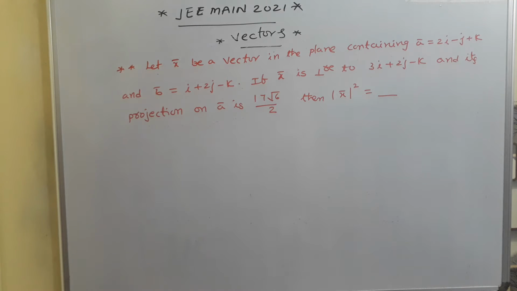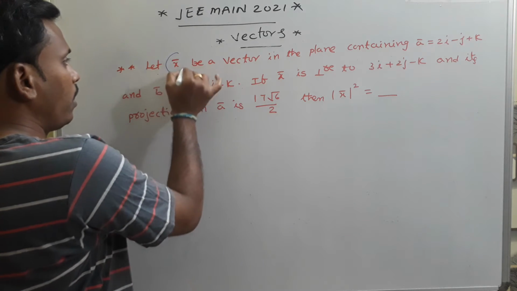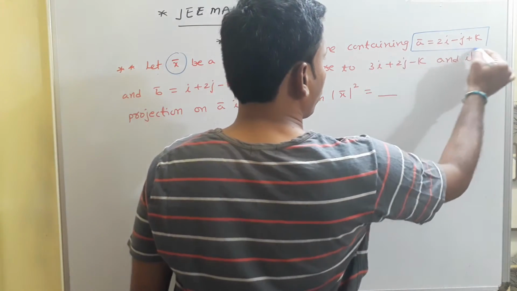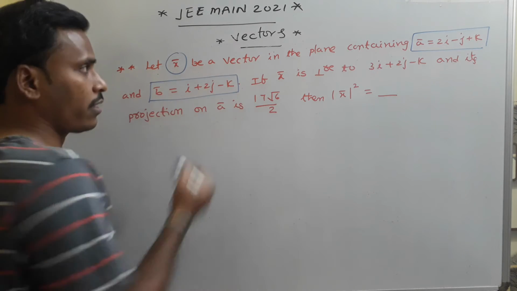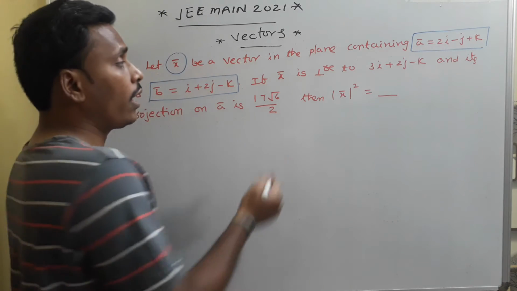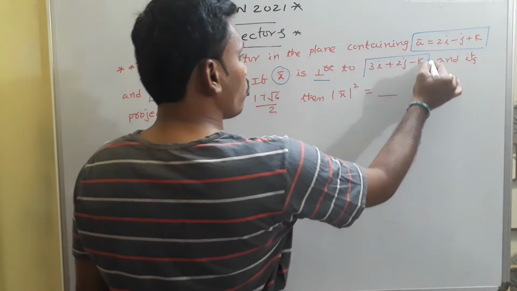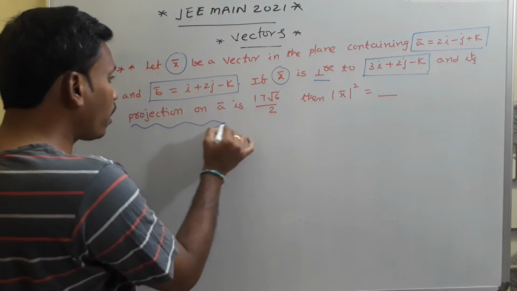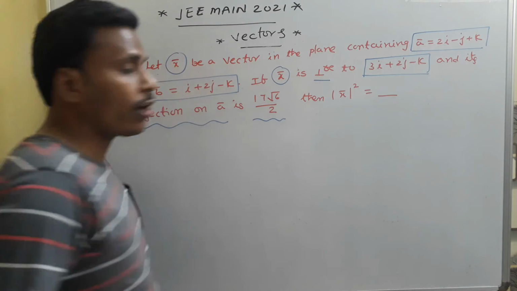Okay, so it's a different problem. Let x bar be a vector in the plane containing a bar, 2i minus j plus k, and another vector b bar, which is i plus 2j minus k. So x bar is in a plane containing these two vectors, and this x bar is perpendicular to 3i plus 2j minus k, and its projection on a bar is 17 root 6 by 2. Then we need to find mod x bar square.